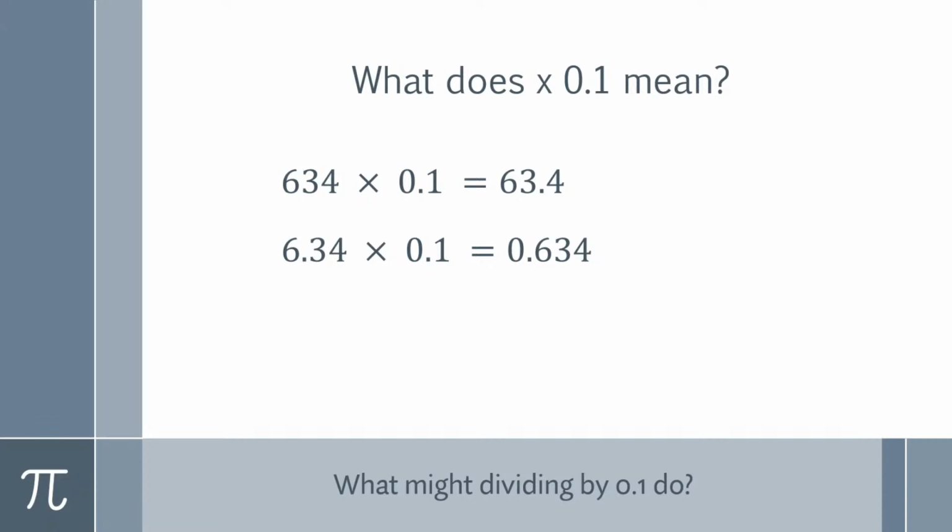But when it gets to the front, there's nowhere left to go, so it has to introduce a 0 in front of the 6. This one, 0.6 times 0.1, it just needs to go smaller, so it goes to 0.06. Each time, multiplying by 0.1 just makes it smaller. Therefore, a little question at the bottom: what might dividing by 0.1 do?